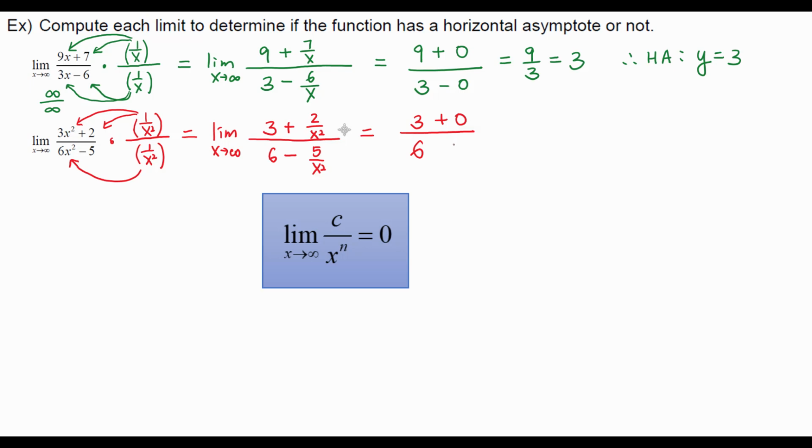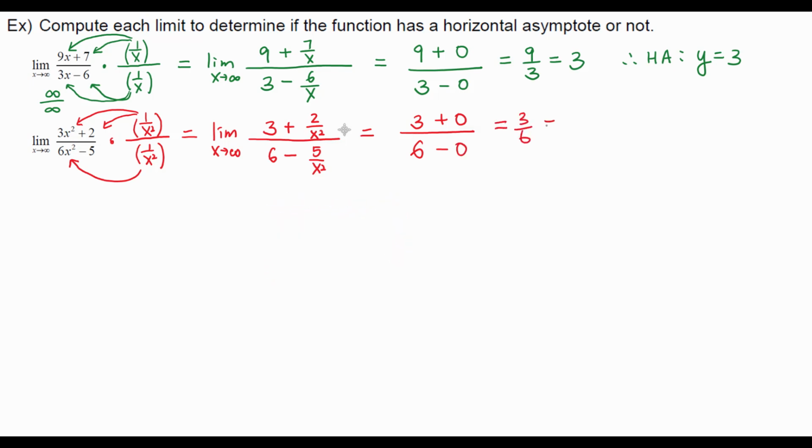And limit of negative 5 over x squared as x approaches infinity is 0. So I get 3 over 6, which is 1/2. So this function also has a horizontal asymptote, and it is y equals 1/2.